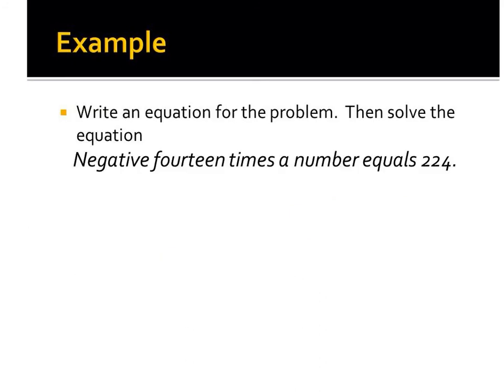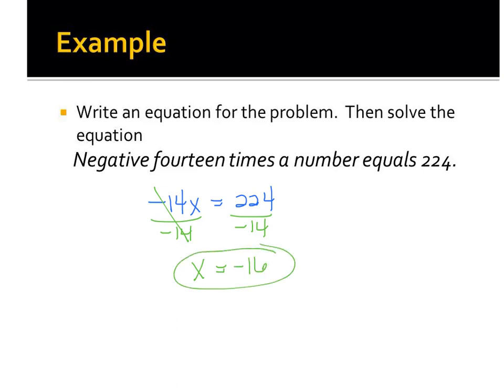And the last one we're going to do here today, write the equation and then solve it. So reading it just left to right, negative 14 times a number equals 224. So there is my equation. And then we're going to solve it. So to get rid of times by 14, we're going to divide by negative 14 because I want a positive x. So that cancels. x equals negative 16. And you do not have to check it. Of course, you still could.